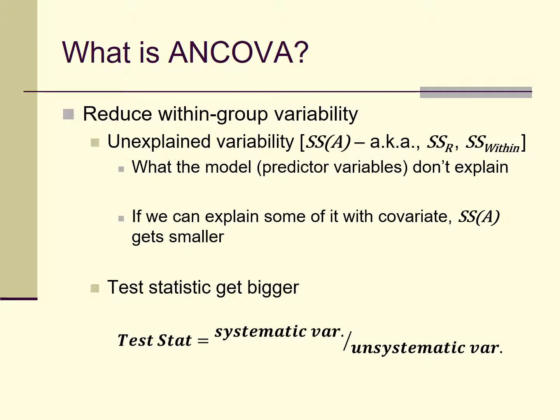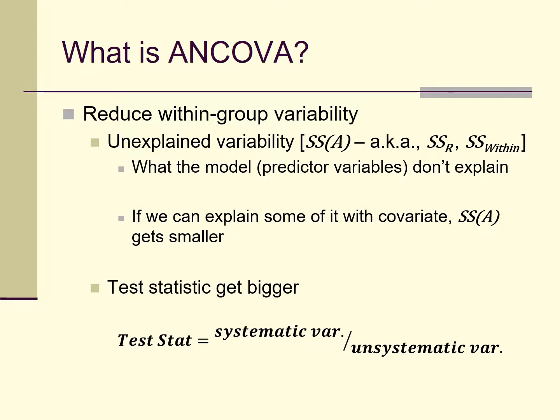If we reduce this unexplained variability, this within group variability, our test statistic necessarily gets bigger. You can think of a test statistic, whether we're talking about an F statistic or T statistic or chi-square, as being essentially a ratio between systematic variation and unsystematic variation, or signal and noise. Remember, way back in Unit 1 I talked about this. And so if we're making the denominator of that equation smaller, necessarily the quotient is getting bigger.